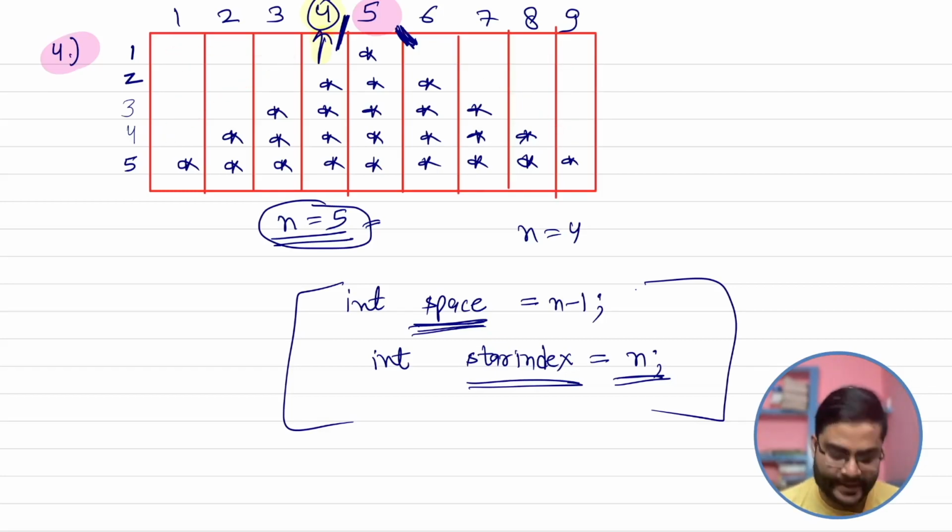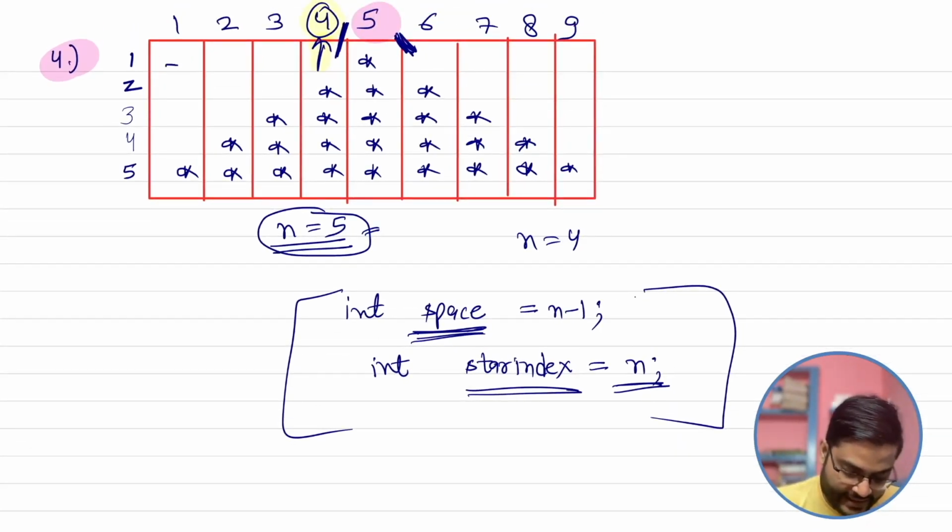Do you understand it? Initially we are storing the last index of our space and the last index of our star. Now in the first line there are 4 spaces. What is happening in this pattern? The spaces keep on decreasing. In the first line we have 4 spaces, then in the second line 3 spaces, then in the third line 2 spaces, then in the fourth line 1 space.